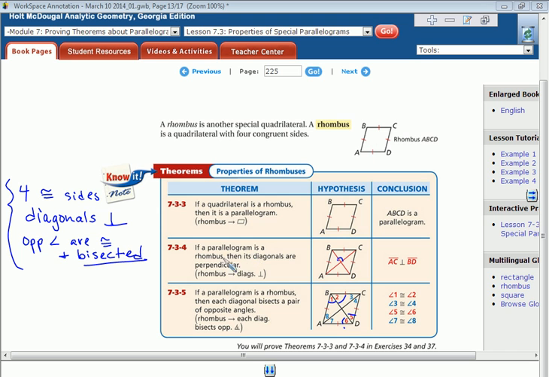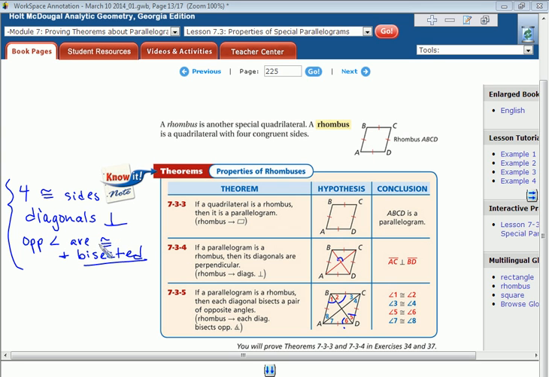If a parallelogram is a rhombus, then its diagonals are perpendicular. So, if we have perpendicular diagonals, then we know it is a rhombus. Or, with a parallelogram, the diagonals bisect the angles. So let's look at this. Angle 1 would have to be congruent to angle 2, along with 5 and 6. 1, 2, 5, and 6 are all congruent. 3, 4, 7, and 8 are all congruent, because it's going to bisect those opposite angles.